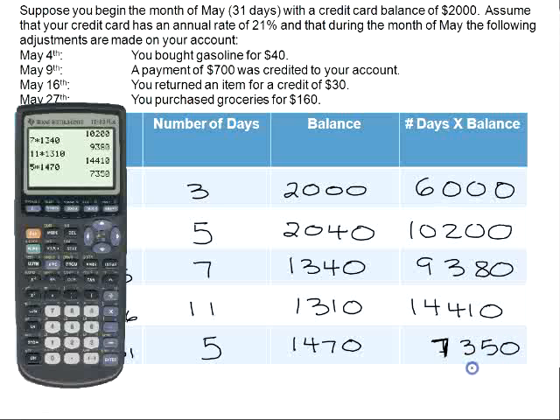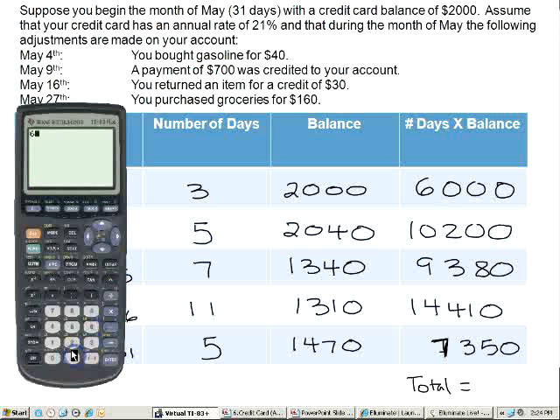Now, what we need in order to find the average daily balance, actually the average daily balance is you take every day of the month, the balance for each day, add them all up, divide by 31 days. But a more efficient way to do this is to say 3 days, I had a balance of $2,000, 3 times 2,000. 5 days, I had a balance of 2,040, 5 times 2,040, and so forth. What we need is the total of this last column.